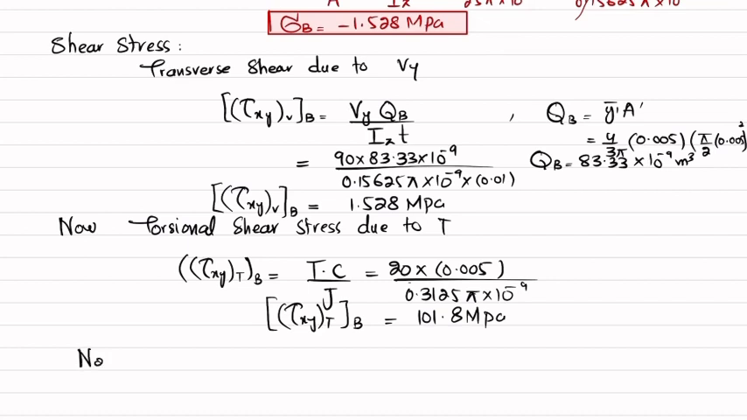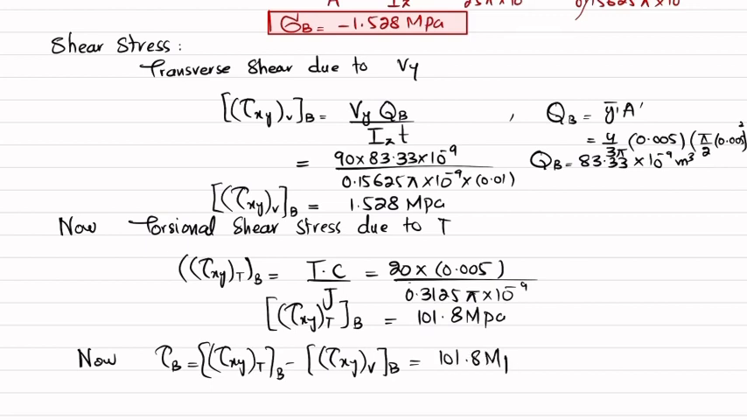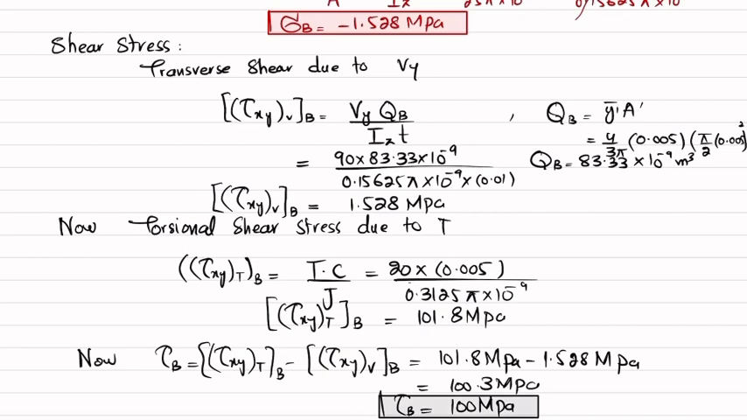Now the total shearing stress at point B will be equal to tau of xy due to torque T at point B minus tau of xy due to vertical shear, because it is downward at point B. So 101.8 megapascal minus 1.528 megapascal is equal to 100.3 megapascal, or you can say the shearing stress at point B is 100 megapascal. So this is the shearing stress at point B.